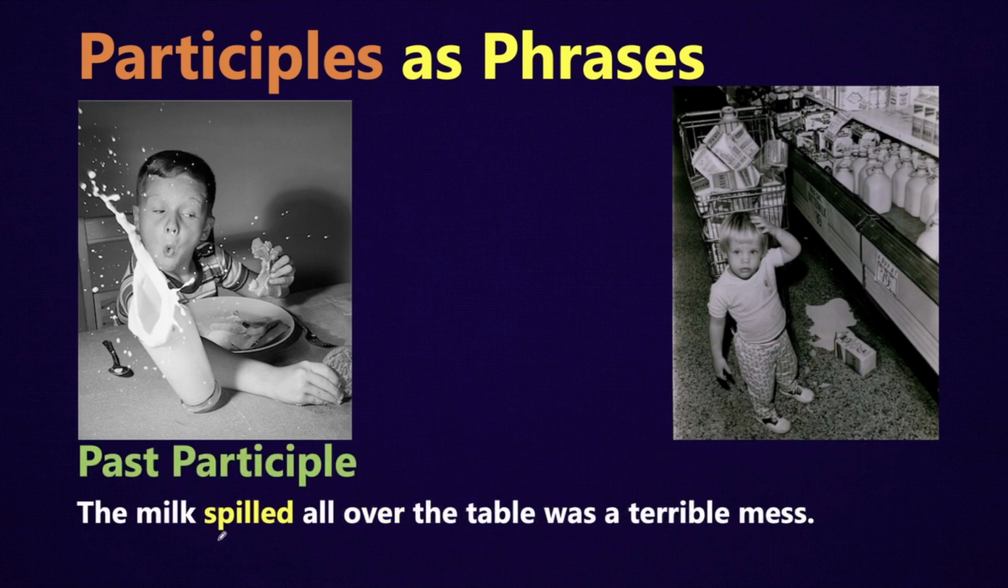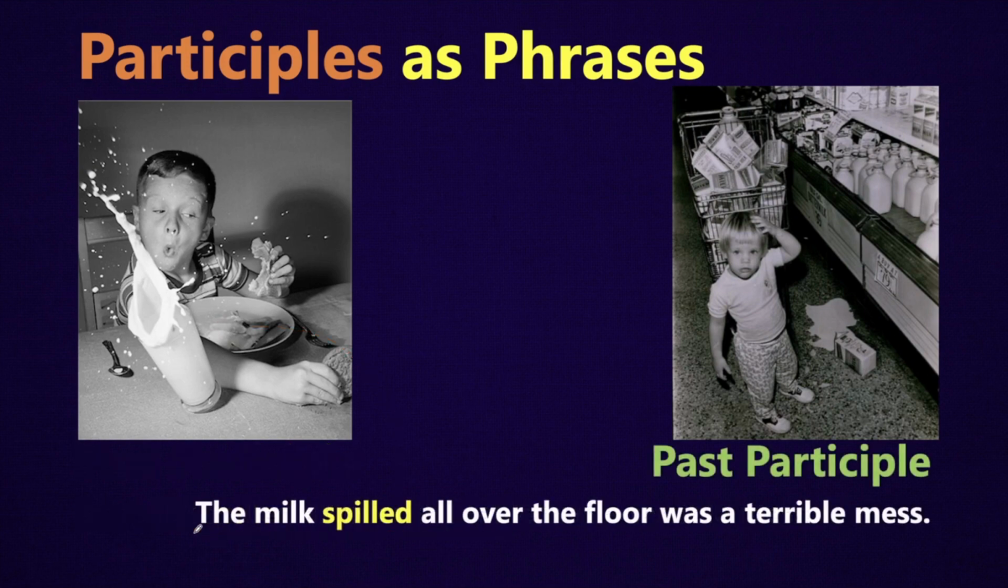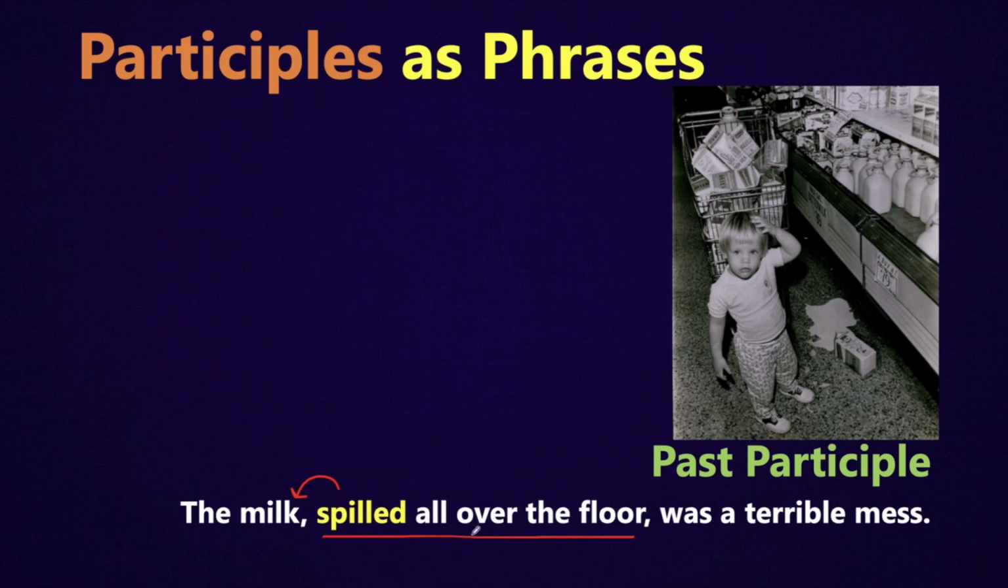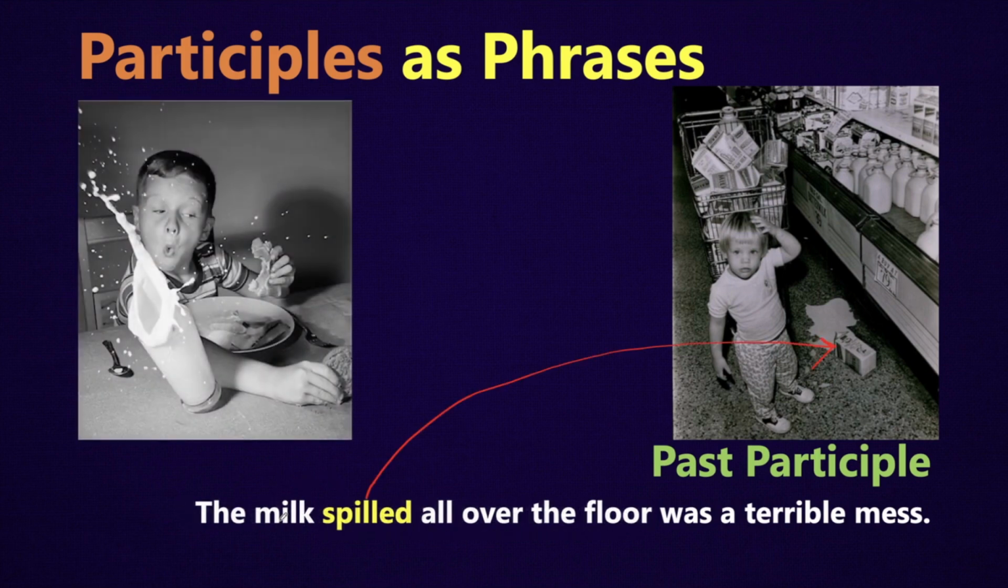Or we can say the milk spilled all over the table was a terrible mess. So spilled all over the table, this is the participle phrase, and it is describing this milk, not this milk over here. So again, if we use commas, then the information is not necessary. It's just extra information describing the noun. But if we take away the commas, that means the information is necessary to have in the sentence.